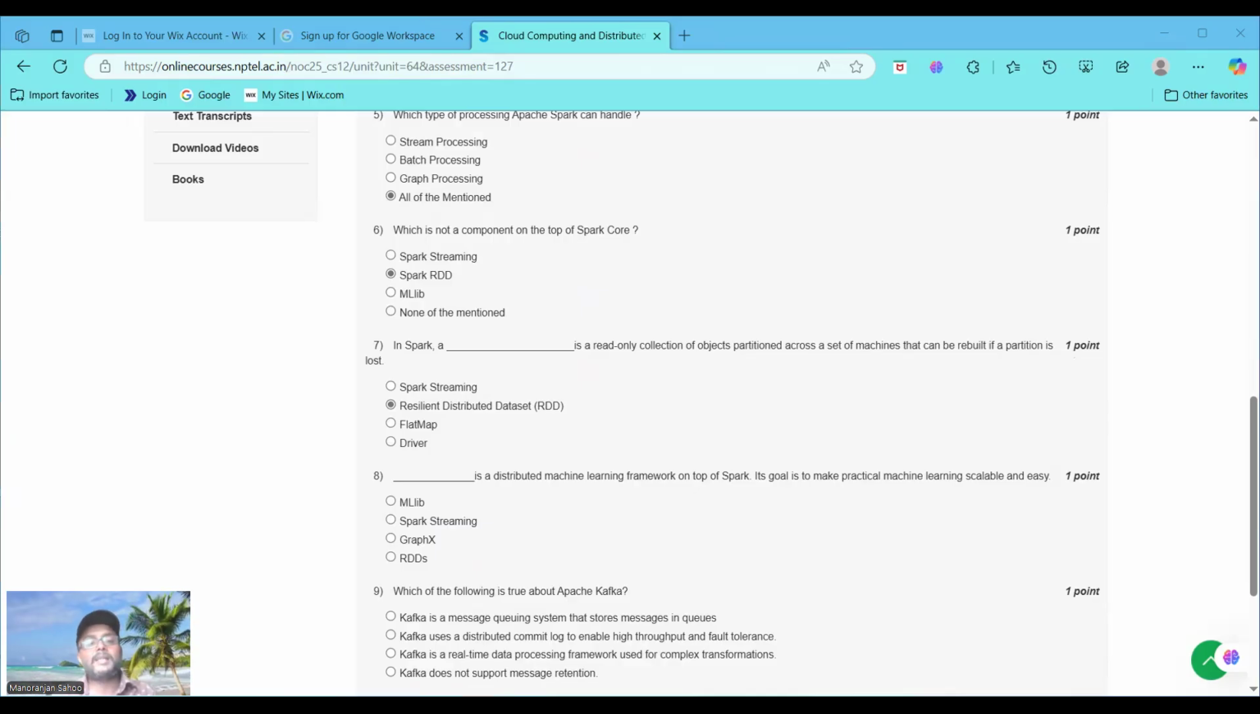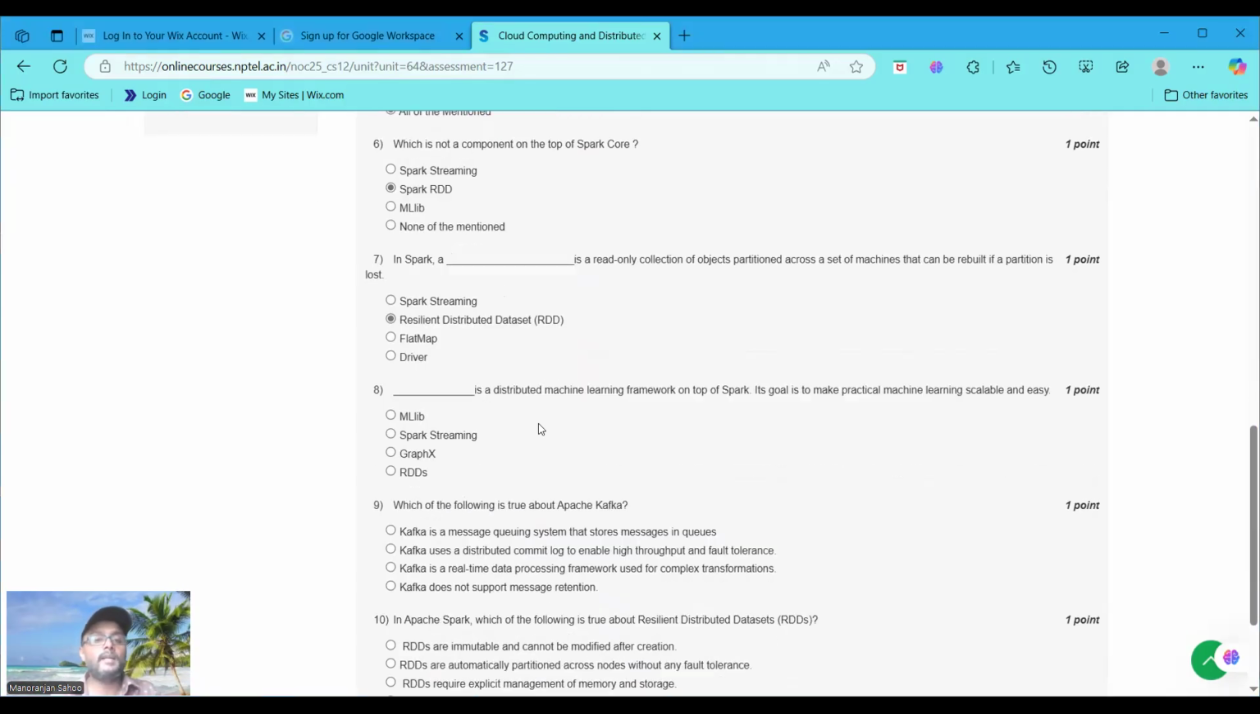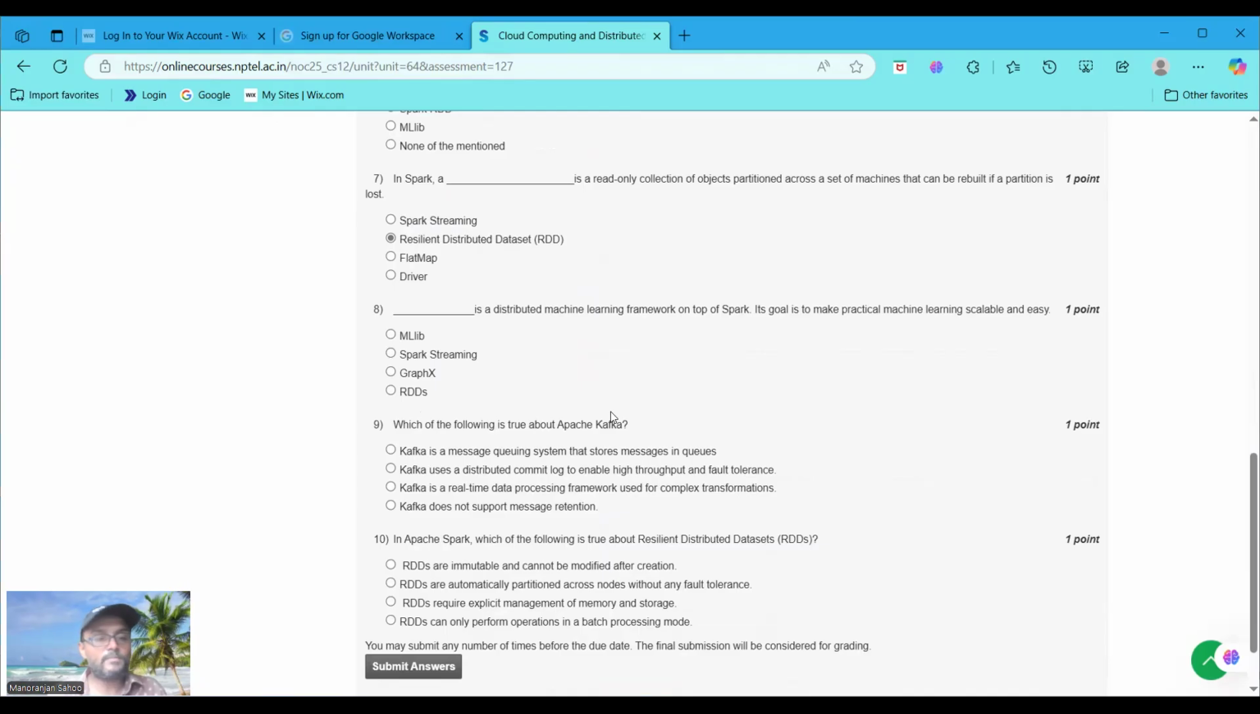A is incorrect because Spark Streaming is a processing library. C is also incorrect because flatMap is an operation, not a data structure. D is also incorrect because the driver is the program coordinator. So only option B is right, that is resilient distributed dataset, RDD. Got it? Now moving to question number 8.